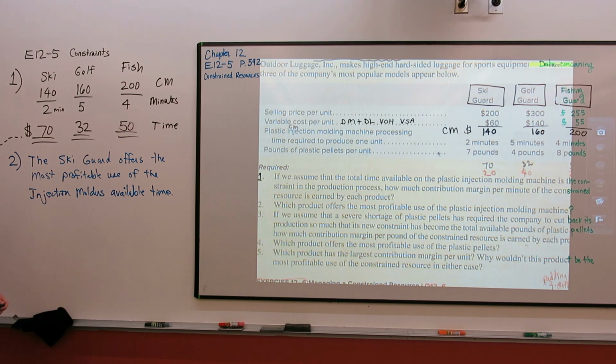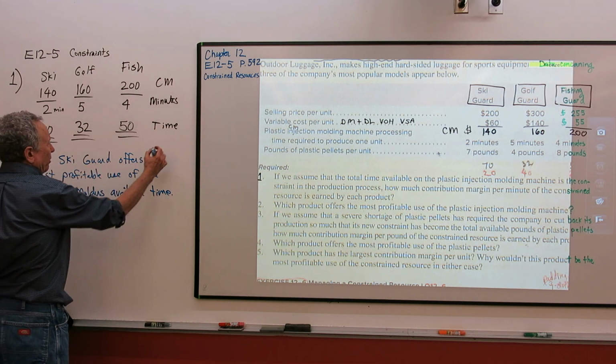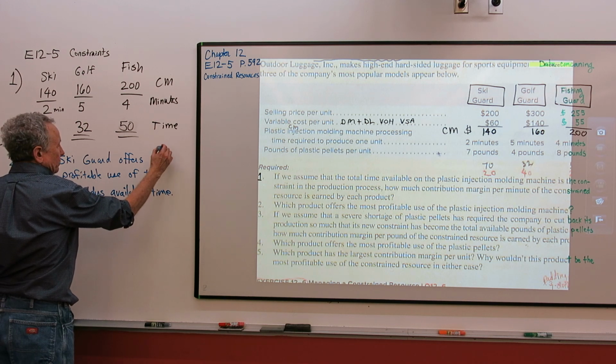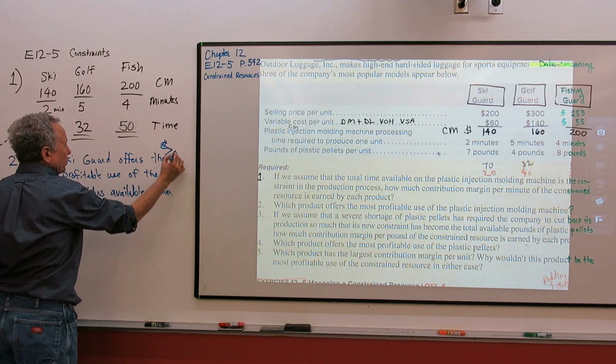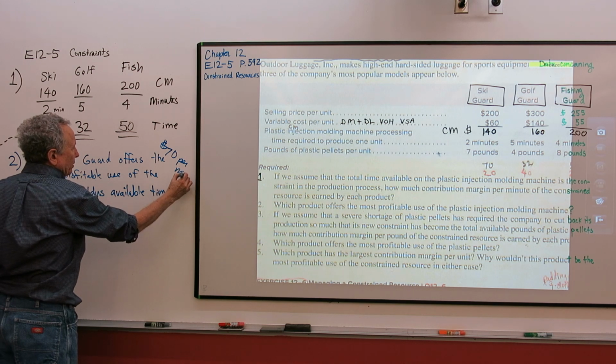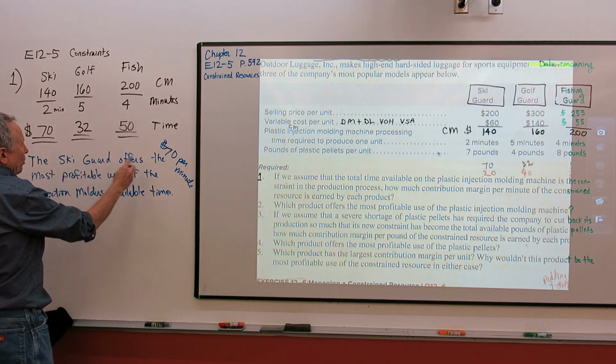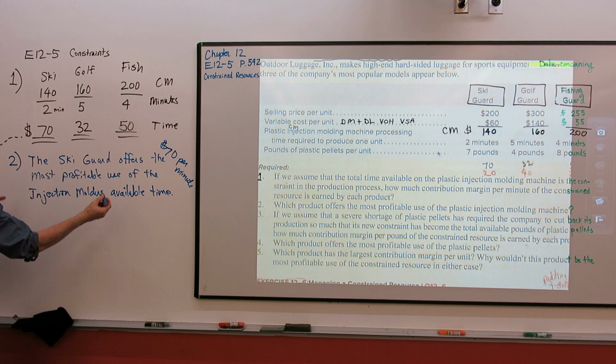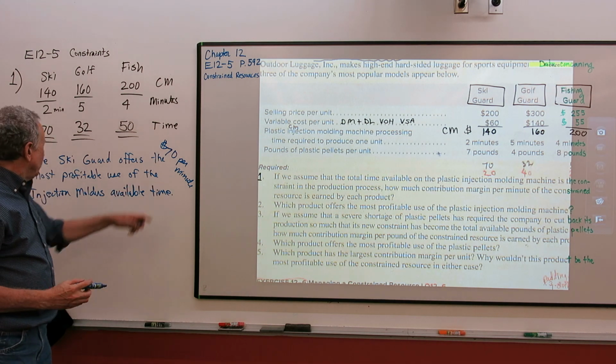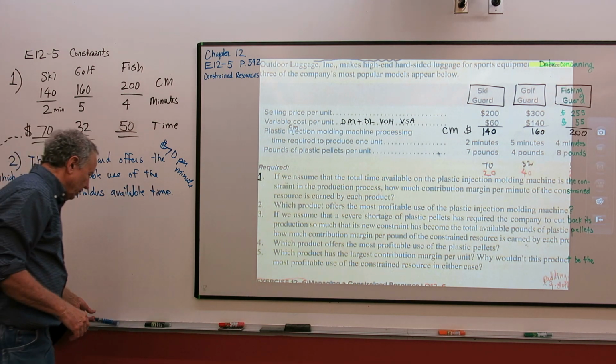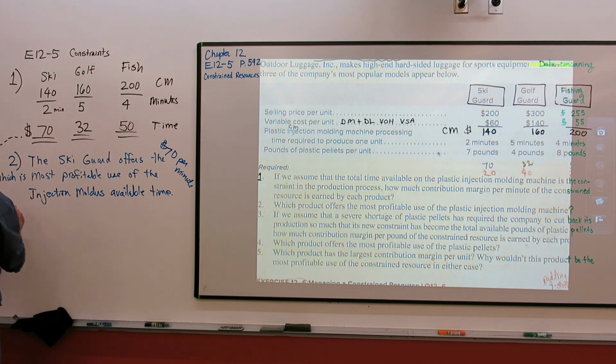If I was going to write that longer to my boss, I actually would put the numbers in there. I'd say the ski guard offers $70 per minute, which is the most profitable use of the injection molder's time. That might be a little better answer. That's 2. Let's go down to 3.